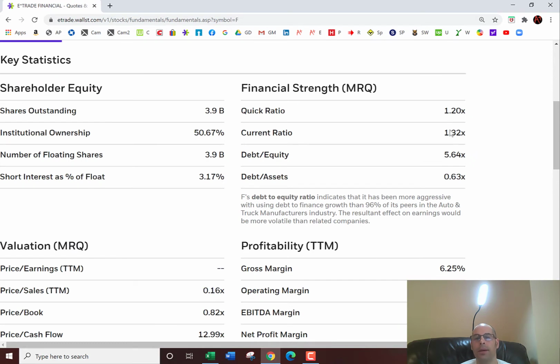And these numbers look pretty good. They're over 1, so they can cover their current liabilities. Debt over equity of 5.64. That means they have 5.5 times as much debt as they have equity. Debt over assets of 0.63.